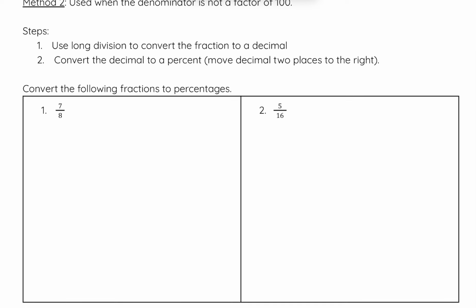So here what we need to do is use long division to convert the fraction to a decimal. And once we've done that, we can convert the decimal to a percent. And again, the trick for that is to move the decimal 2 places to the right. Let's look at an example of this. So this first example, we're given the fraction 7/8. If you look at the value in the denominator, 8, there is no integer value that you could multiply 8 by in order to get 100. So that's why we need to use the long division method.